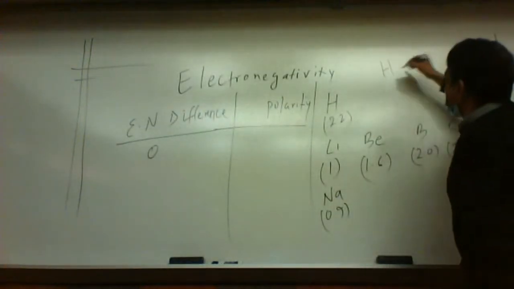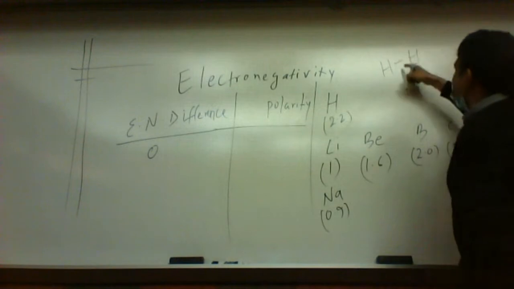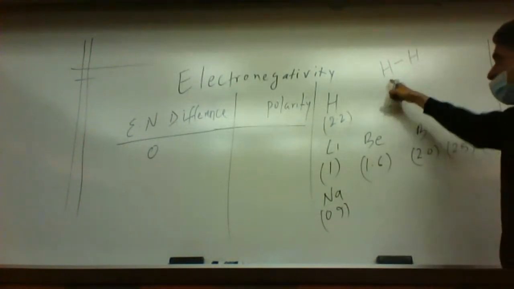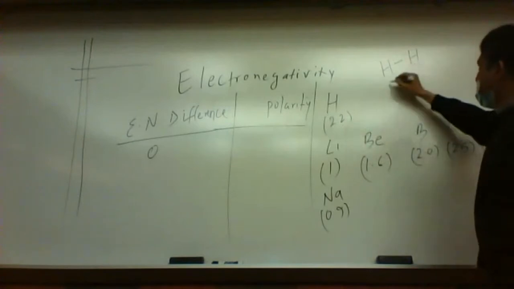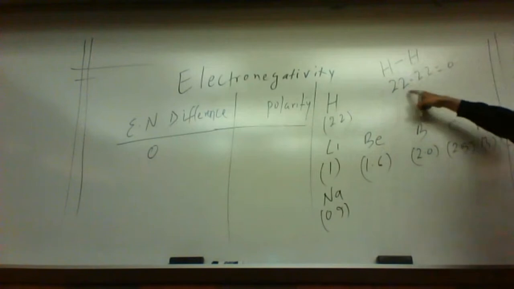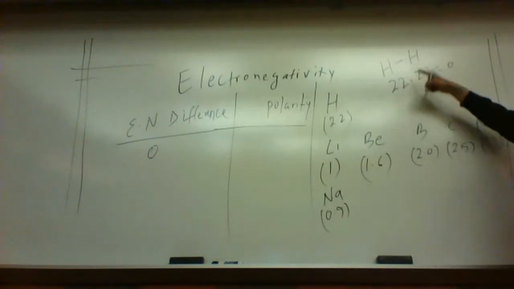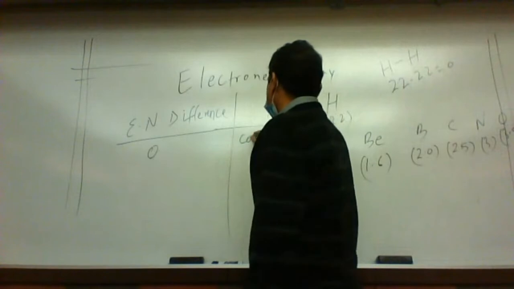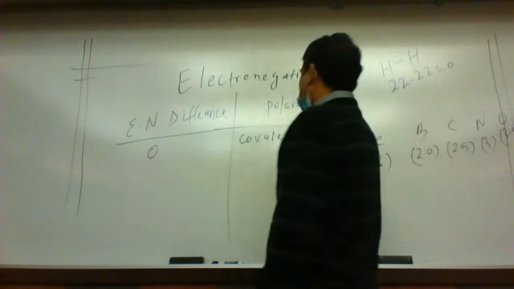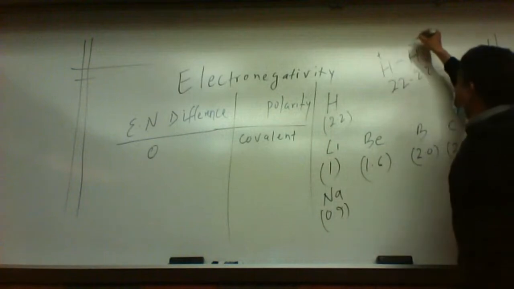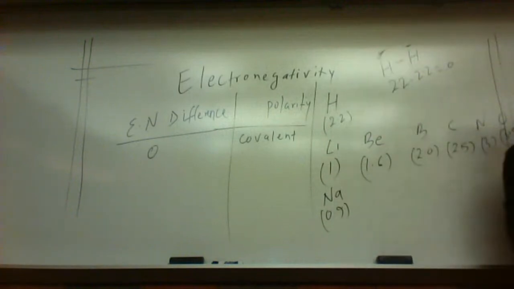Let's say two hydrogens are making a bond. This is a hydrogen, this is a hydrogen. So this is a hydrogen molecule. What is the electronegativity of this one? 2.2. And this one? 2.2. 2.2 minus 2.2 is 0. So in H2, the electronegativity difference between two hydrogen atoms is 0. So this H2 molecule is completely covalent, no polarity, no plus sign here, no minus sign here. So both are 0. Make sense?